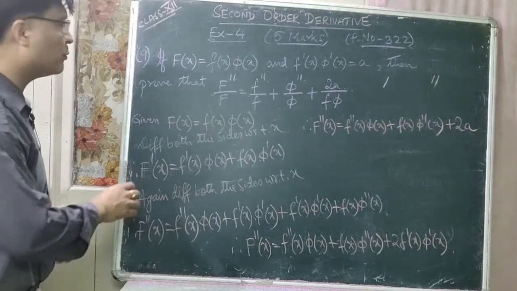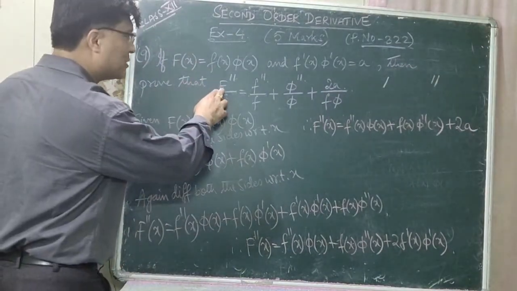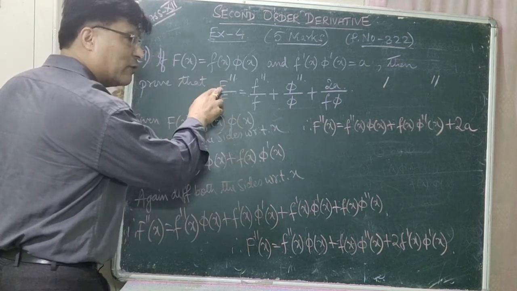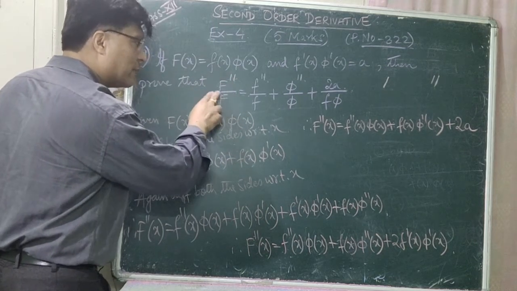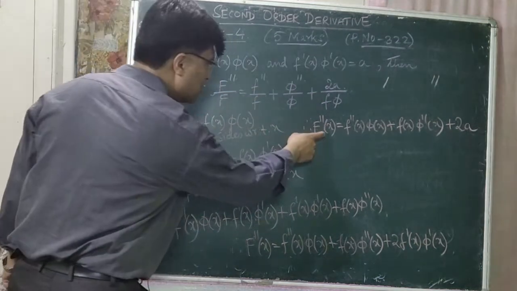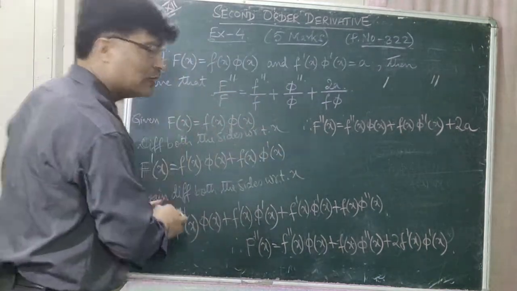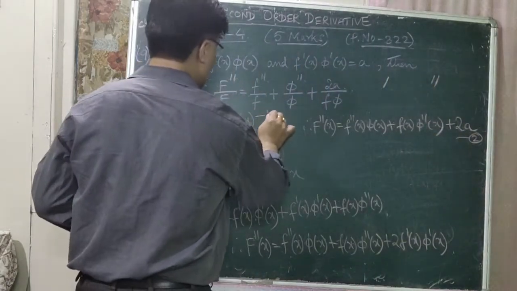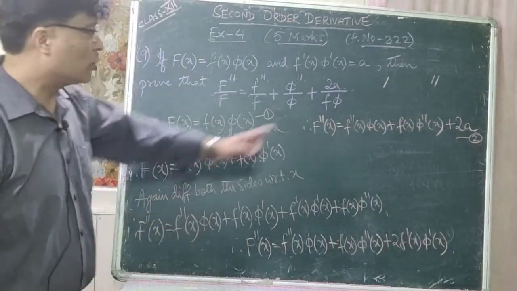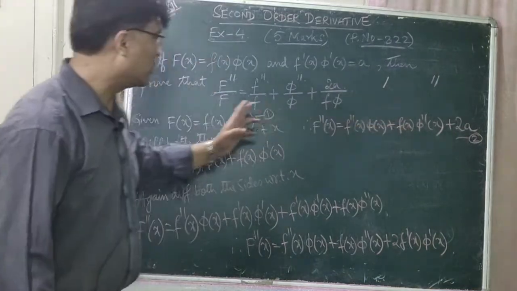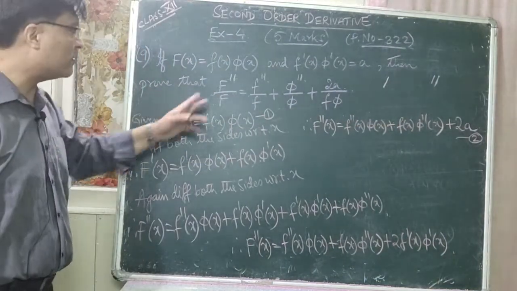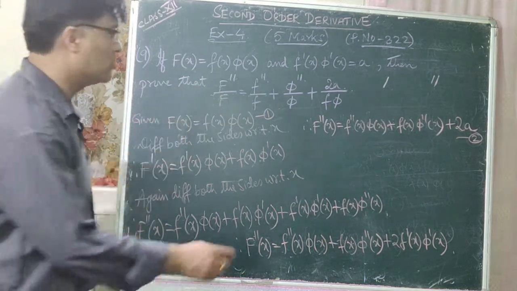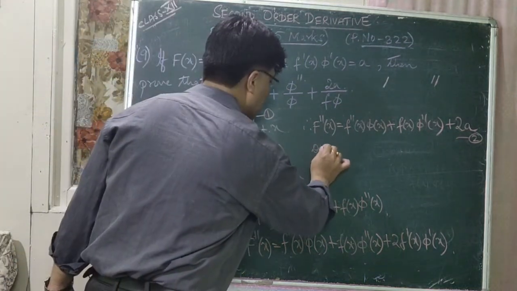So now what is to be proved? Actually we have to prove capital F double dash of x divided by capital F of x. So how can you get capital F double dash of x divided by capital F of x? You have to divide these two equations, isn't it? So let us mark this as number 2, and the given one as number 1. So how can you get capital F double dash by capital F? You have to divide 2 by 1.